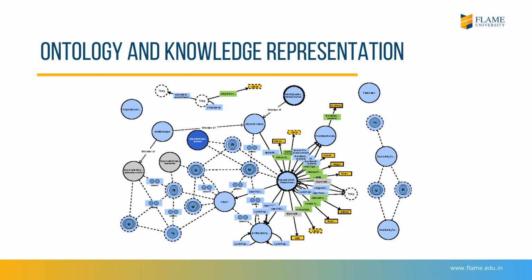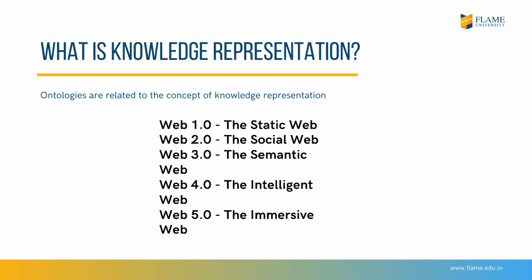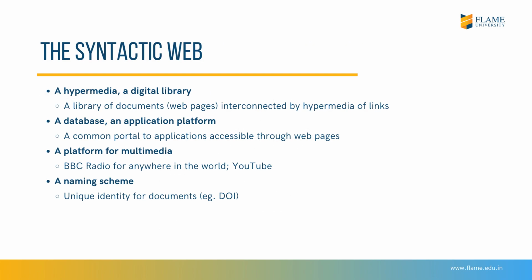And the idea of knowledge representation has evolved over the past decades, hand in hand also with understanding of the versions of the World Wide Web. So how we understand Web 1.0 to Web 2.0 to 3.0 to 4.0 to 5.0, that is the journey from a static web, to a more social web, to a more semantic web, to a more intelligent web, and the current being the more immersive web. So the journey of the World Wide Web and its various versions give us the versions of knowledge representation, and also, the versions of the syntactic web.